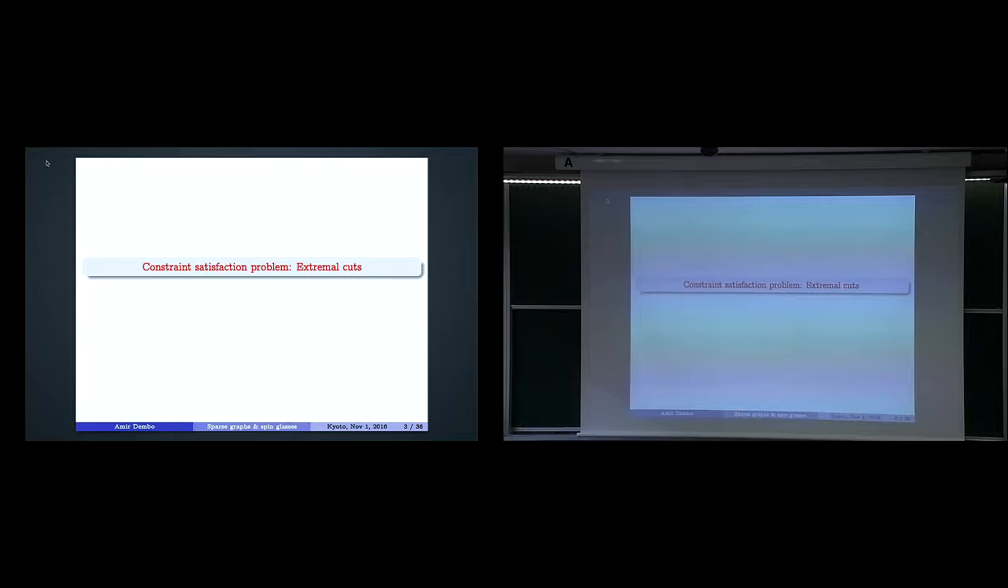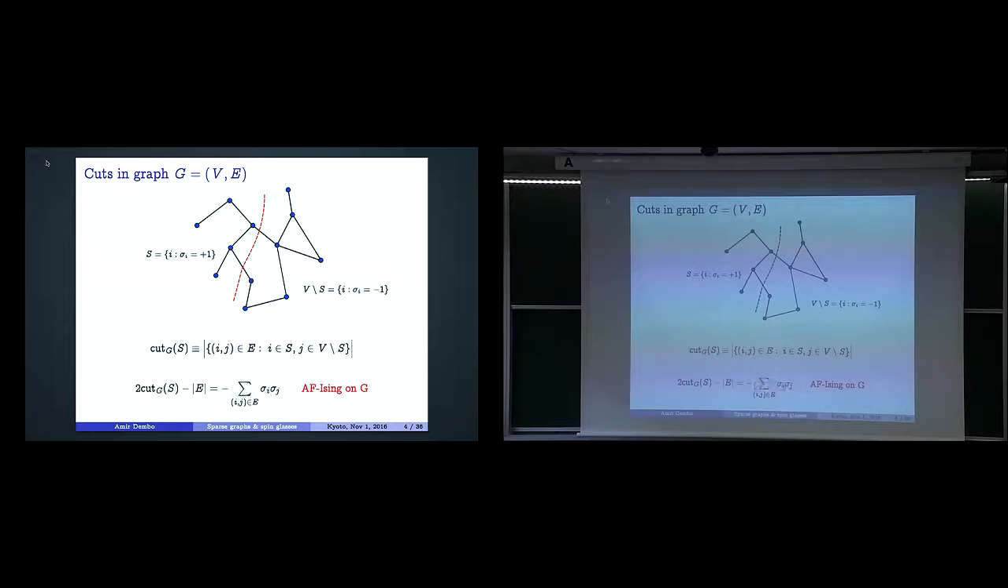Okay, so the first topic: we are going back to constraint satisfaction problems, and specifically to the extremal cuts. As I mentioned, in the first lecture I reviewed a few of them. Let's repeat the only one that is relevant for us today. We take a graph G, a finite graph with certain vertices and certain edges, and then we define the notion of a cut on the graph.